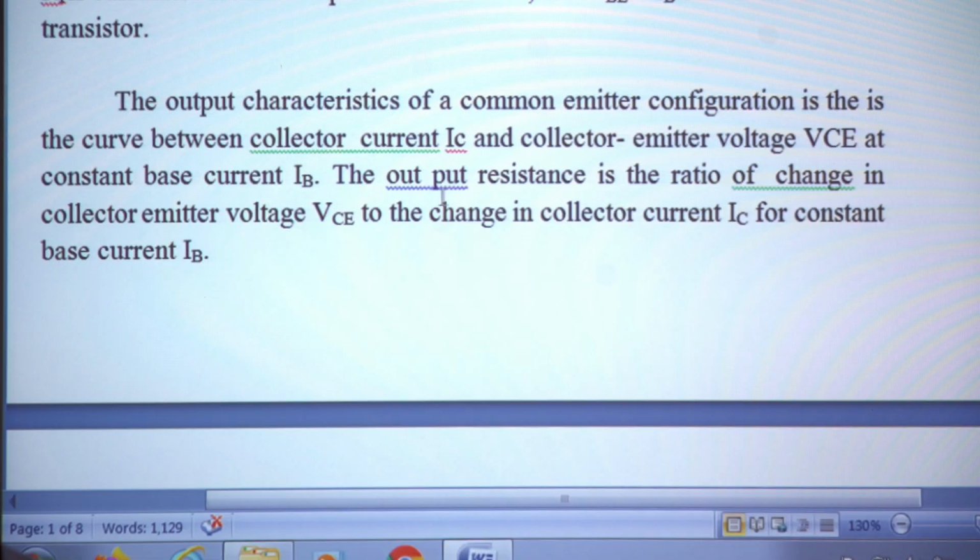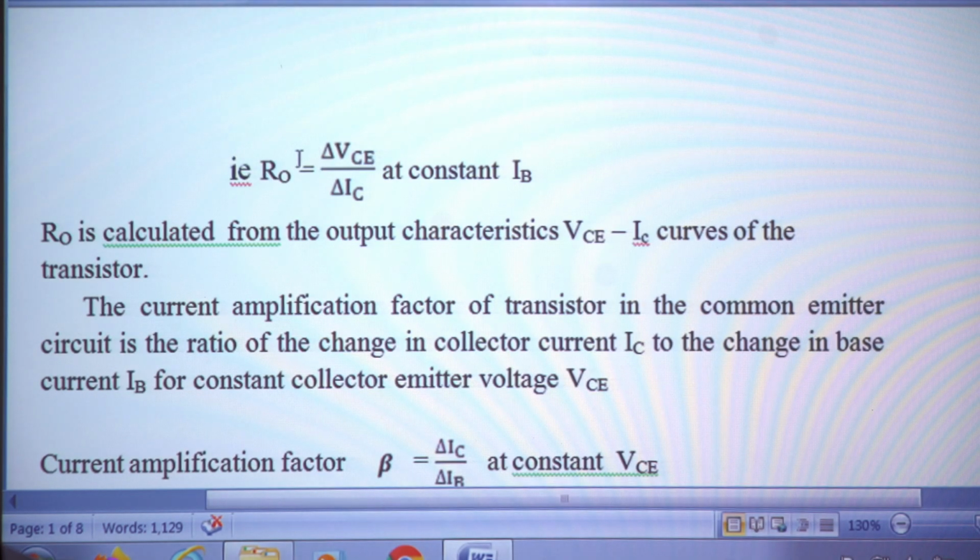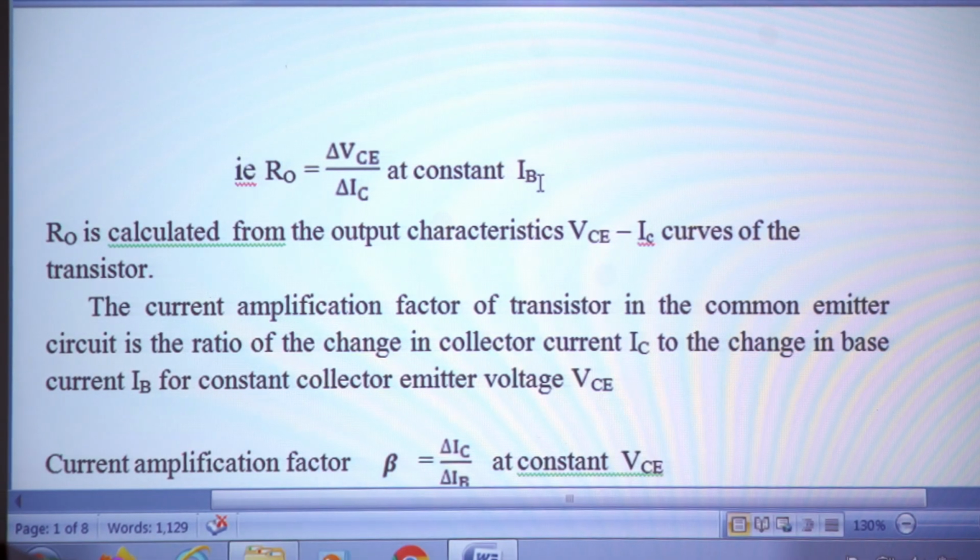Similarly, the output characteristic is the curve plotted between the collector current IC and the collector emitter voltage VCE, at constant base current IB. From the output characteristics we can find the output resistance as the ratio of the change in collector emitter voltage to the change in collector current at constant value of IB. So delta VCE by delta IC at constant IB.